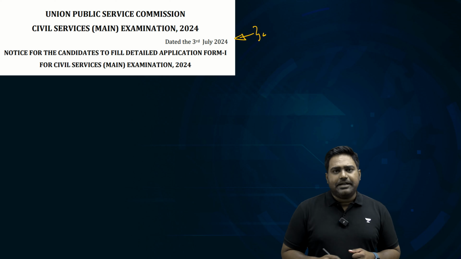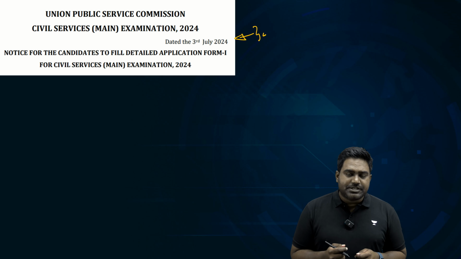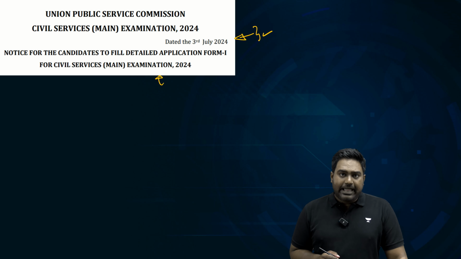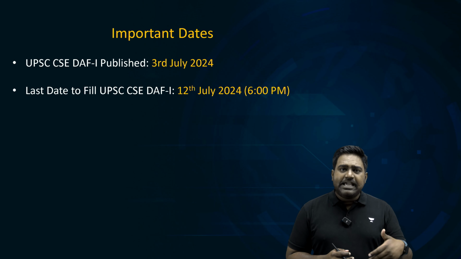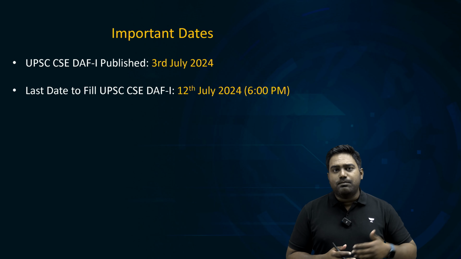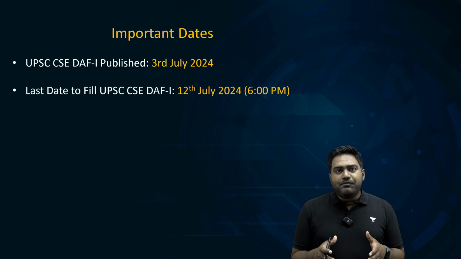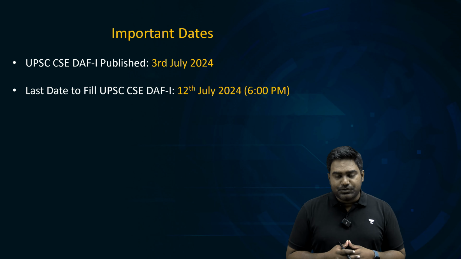On the UPSC website, we got this notification following the publication of the results. And on the 3rd of July, UPSC published the DAF, the Detailed Application Form Number 1, because there are two parts to the DAF. You have DAF-2, which comes out after your mains results, which is specifically for your interview. But DAF-1 is required for the mains and it is also relevant for the interview stage.